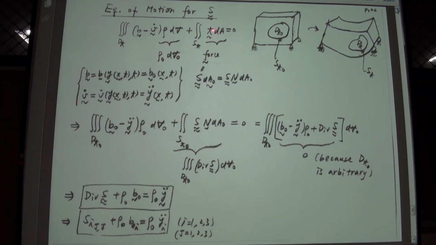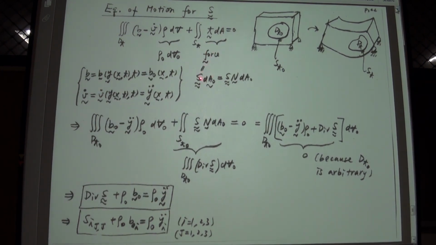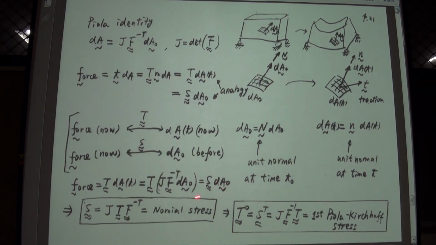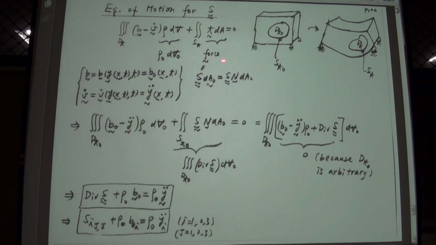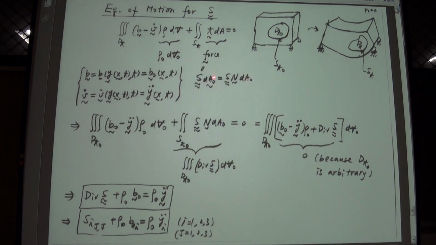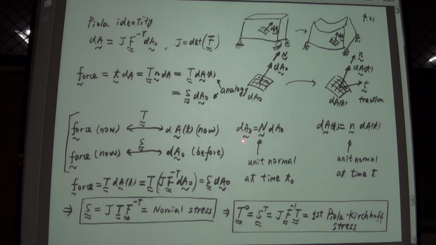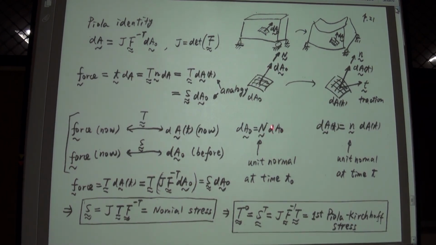Now this term, t dA, is the force vector, and we have the force vector equal to S dA0. This is the definition here for the nominal stress. Force vector equals S dA0, and then the vector dA0 equals N dA0. This is the vector, and this is the scalar. The vector dA0 equals the vector N times dA0. This is the relation here.